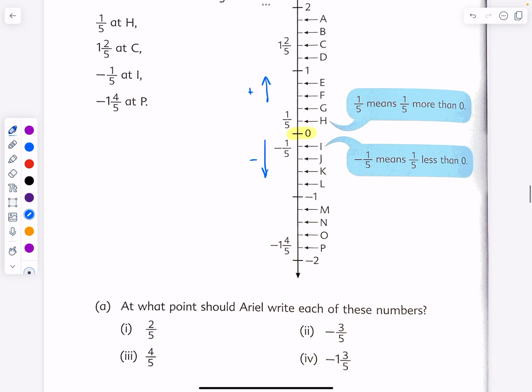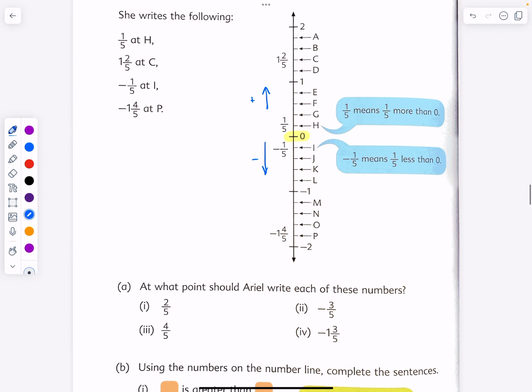Let's perform this exercise. At which point should Ariel write each of these numbers? Positive 2/5, we have 1/5, 2/5. This is equivalent to letter G. Then positive 4/5, let's go. 1/5, 2/5, 3/5, 4/5, equivalent to capital E.